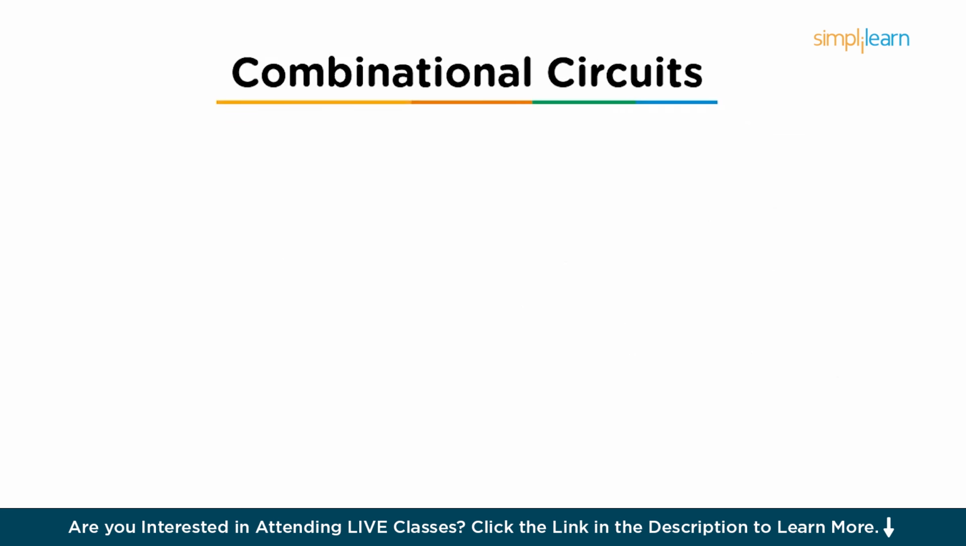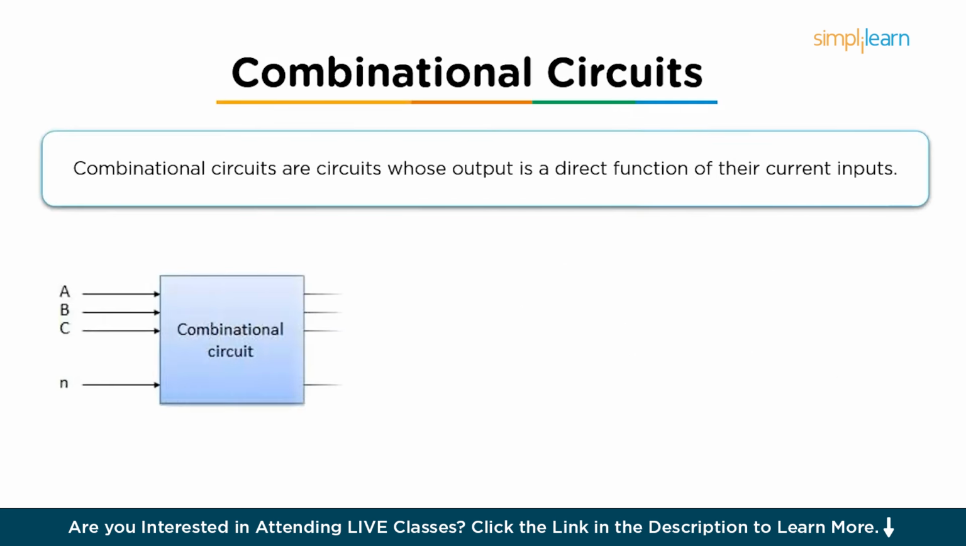So what are combinational circuits? Combinational circuits are circuits whose output is a direct function of their current inputs. In other words, the output is determined solely by the current input values and it does not depend on any previous inputs or states. So these circuits do not have memory and cannot retain any information about past events.